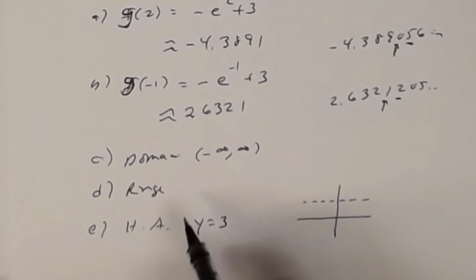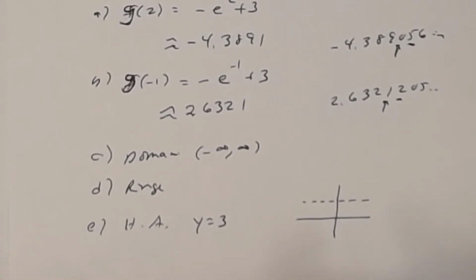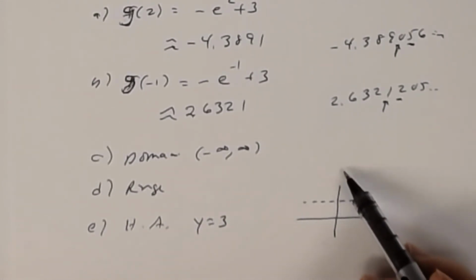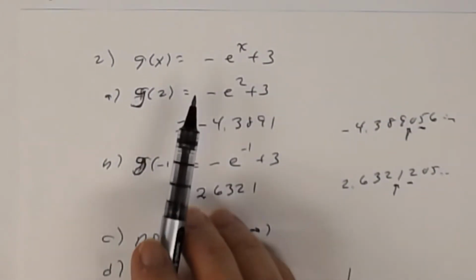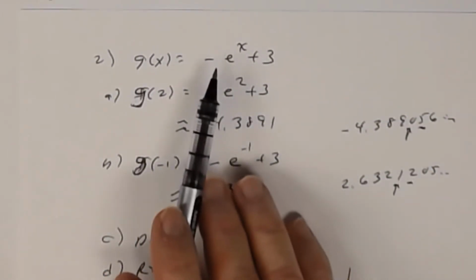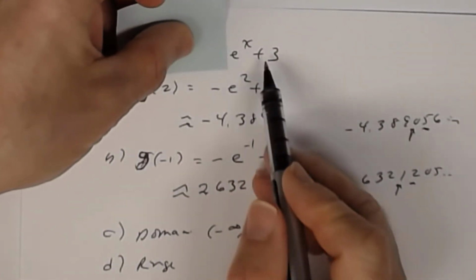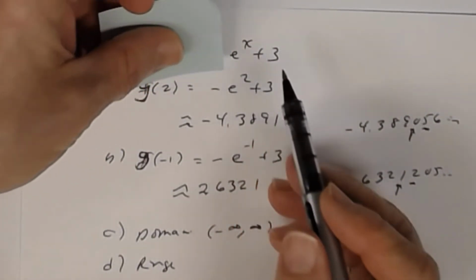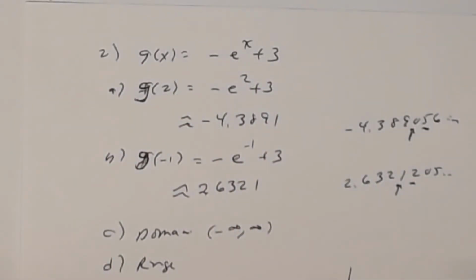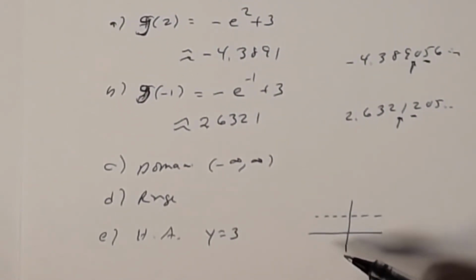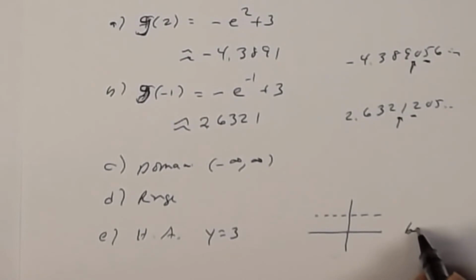Now here's what you're going to ask yourself to determine the range: is the graph above or below? Well, there's a reflection. So I'm reflecting this graph about the horizontal asymptote. So instead of being above, it's going to be below. Okay? So the graph's going to be below the horizontal asymptote because of the reflection.